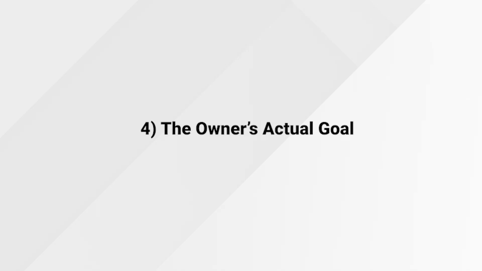So the full list, a quick recap: owner demographics, employee census, business entity and ownership structure, owner's actual goal for the plan, prior plan history, if there is one, payroll setup, and employer contribution budget. So get these 7 before anyone starts designing anything.